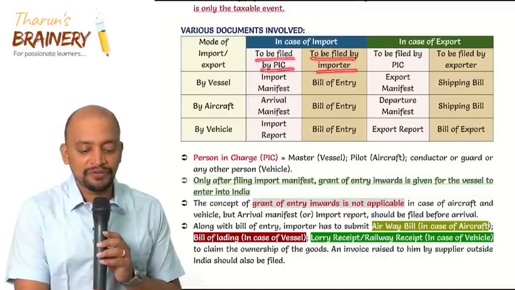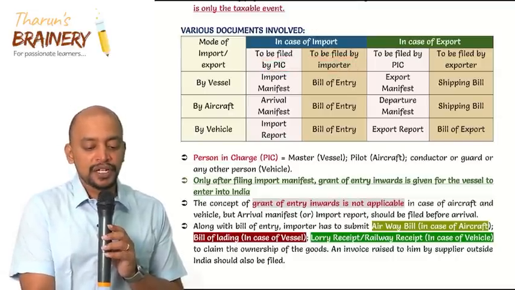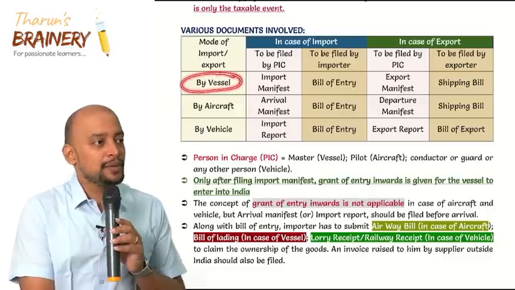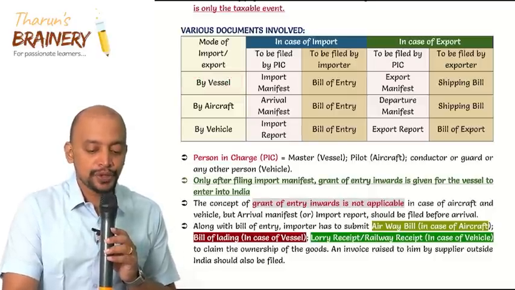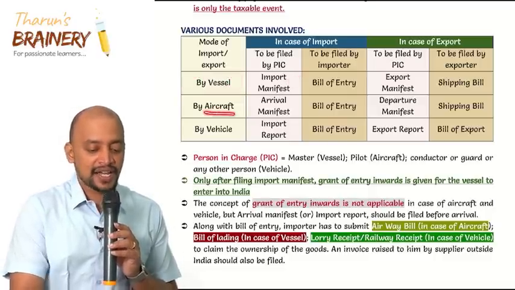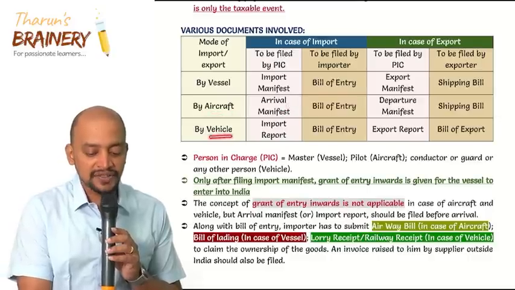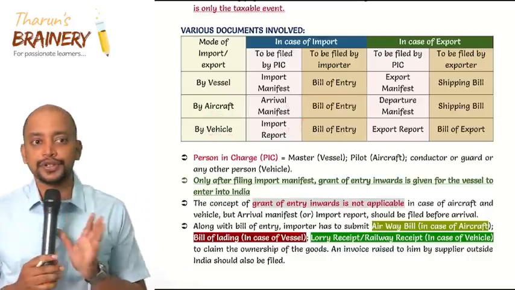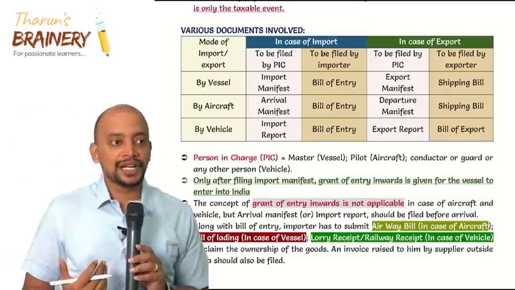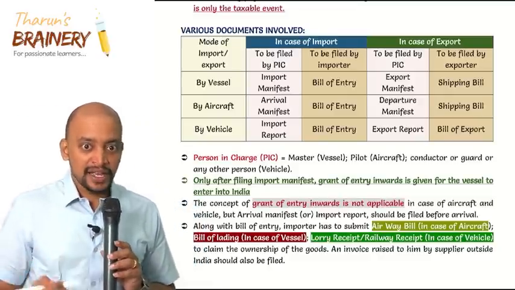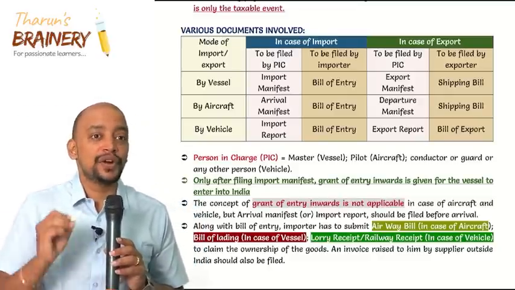What is the document to be filed by the importer? If the mode of import is by vessel, the name of the document is import manifest. If it is aircraft, arrival manifest. If it is vehicle, import report. You understood here? So whenever the goods are imported, the person in charge has to file one document.